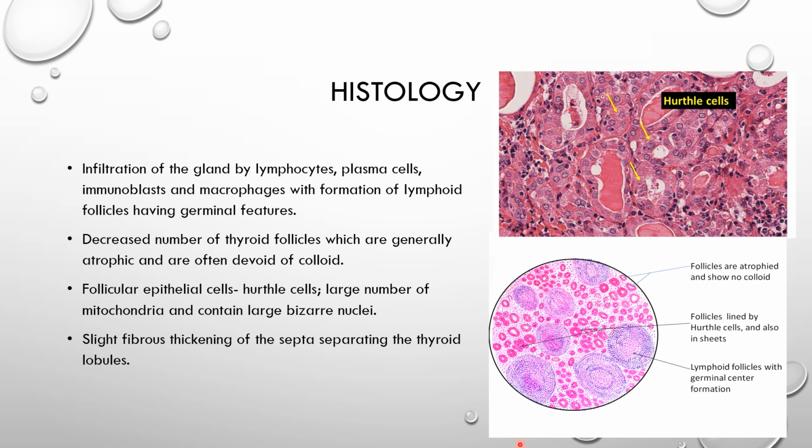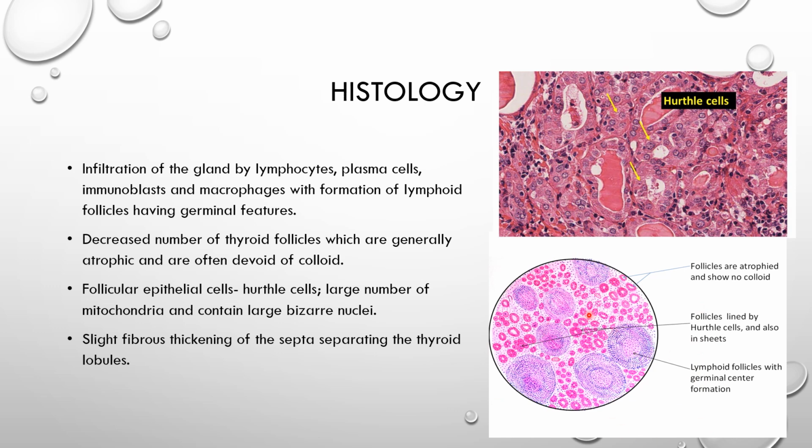What is the histology that we can see in Hashimoto thyroiditis? We would be seeing that infiltration of the gland would be taken by lymphocytes, plasma cells, and immunoblasts and macrophages, along with the formation of lymphoid follicles having germinal features. This is the lymphoid follicles with germinal center formation.